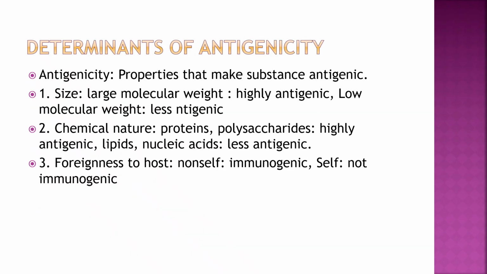Now we will see determinants of antigenicity. What is antigenicity? We already saw it is the property that makes a substance antigenic. That means it combines specifically with the antibodies. So there are factors depending on which the substance can become antigenic. First is size. Large molecular weight substances are highly antigenic, and low molecular weight substances are less antigenic. Then second is chemical nature. Proteins and polysaccharides are highly antigenic, and lipids and nucleic acids are less antigenic. Then third factor is foreignness to host. So non-self is immunogenic. Self is mostly not immunogenic.